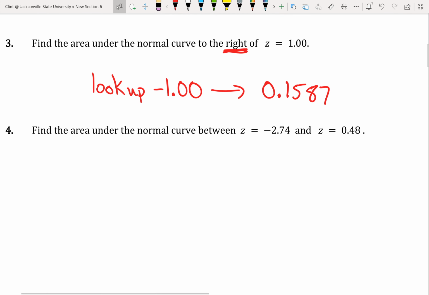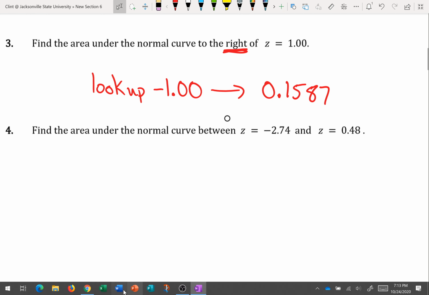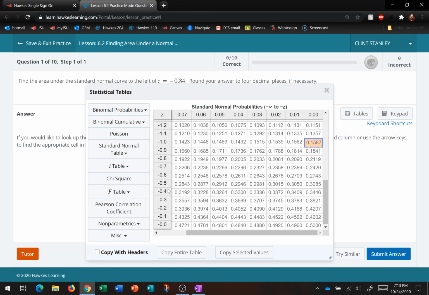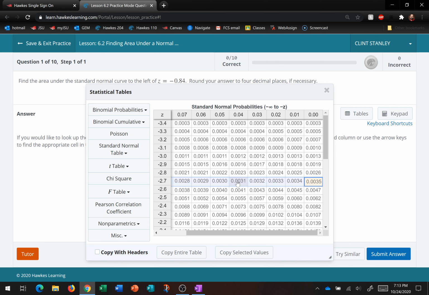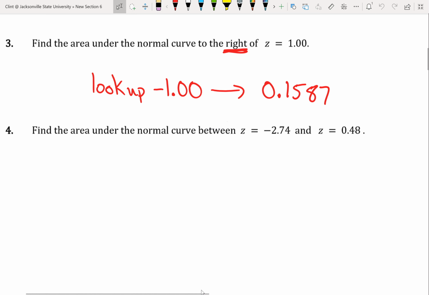Number 4 says find the area between these two z values. We got negative 2.74 and positive 0.48. So when we want the area between the two z values, we just look them both up, just like they're written, and we subtract. Okay. So I'm going to look up negative 2.74 first, since I'm already on the negative table. So negative 2.74 will be 0.0031. And I'm just going to make note of that.